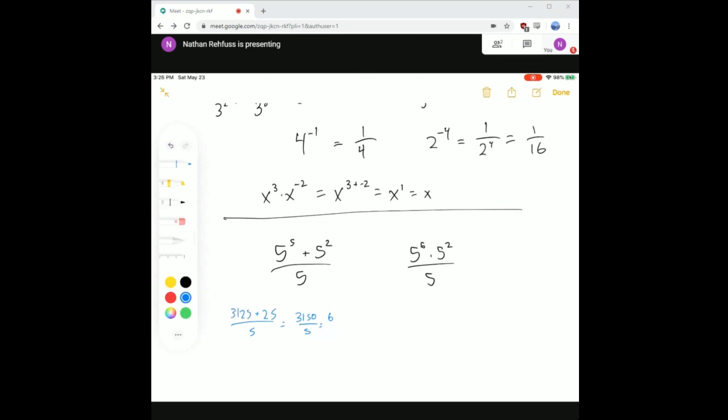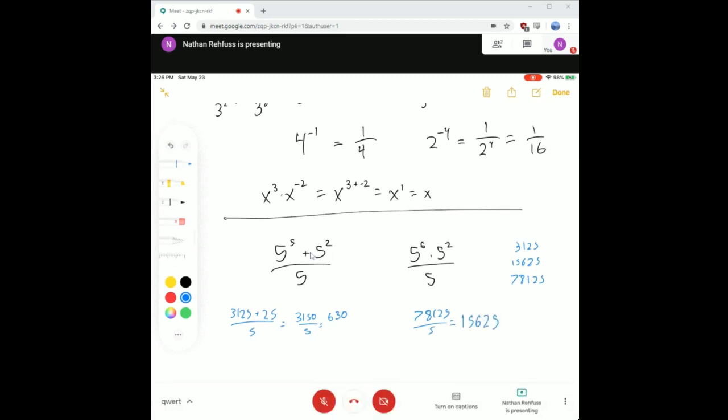No, this is 3150 over 5, which is 630. Let's see, 3125 times 5 is 15,625. Times 5 is, let's see, this one will be 78,125. Okay. So this one right here is 78,125 over 5, which is 15,625. So these have different values. I mean, of course they do. There's an addition here and there's a multiplication here.